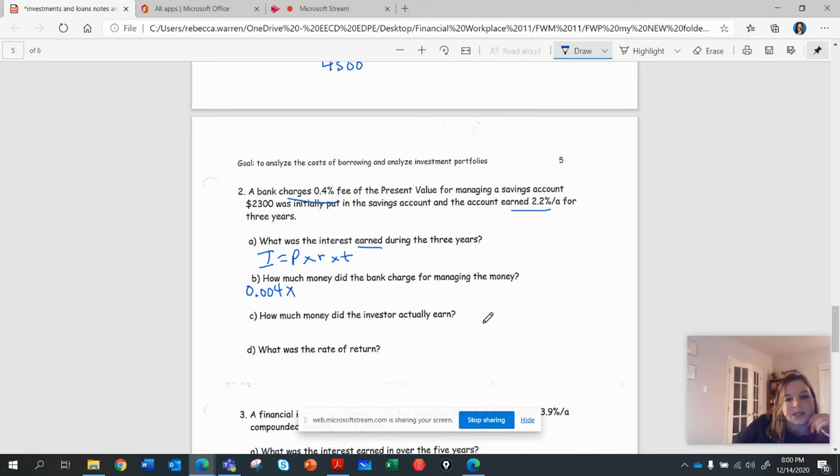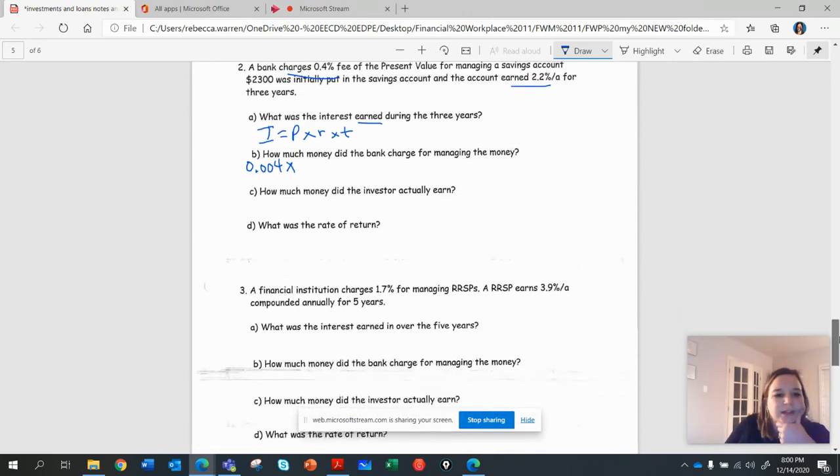And then how much money did the investor actually earn? That's where you subtract the two. So what the interest on the investment was, subtract the amount for managing, the amount the bank charges, and then your rate of return, what they actually earned. So your answer in C divided by the investment. So like I said, not going to go over that one again, just because it is another simple interest.